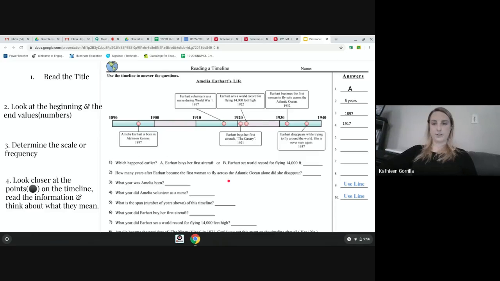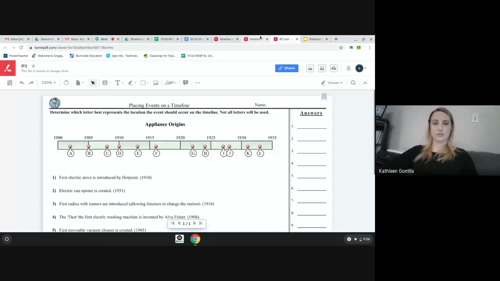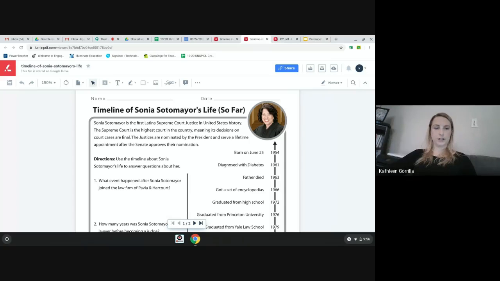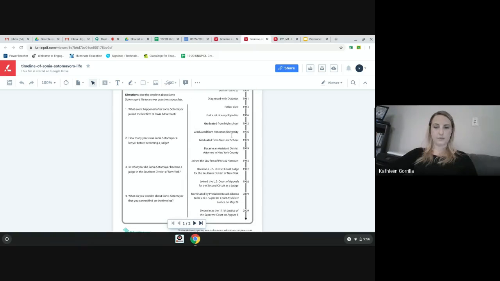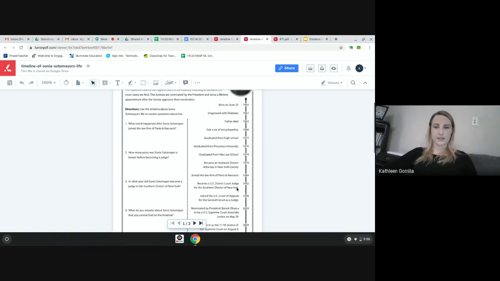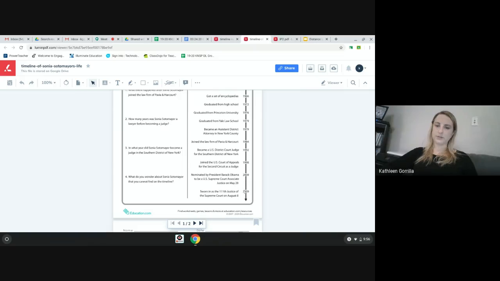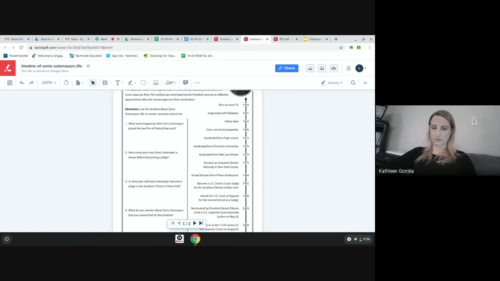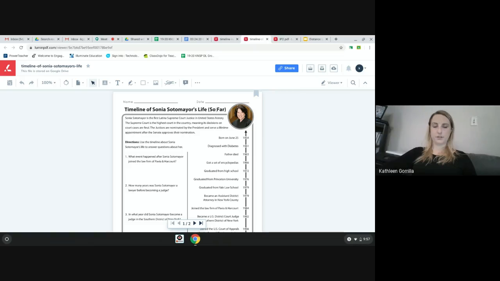Okay. So now let's take a quick look at the work you're going to be doing. So this is going to be your first worksheet you're going to work on by yourself. So I want you to notice this is another version of a timeline, but see how it's vertical, it's up and down. And the beginning is at the top, see 1954, and the end is at the bottom, 2009. So when the numbers get bigger, that's the end because it's closer to the most current year. Okay, so this says the timeline of Sonia Sotomayor's life so far.